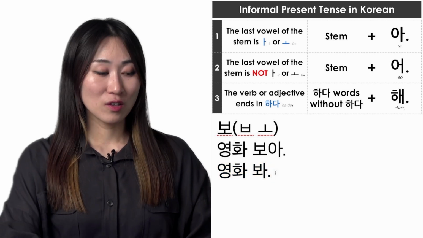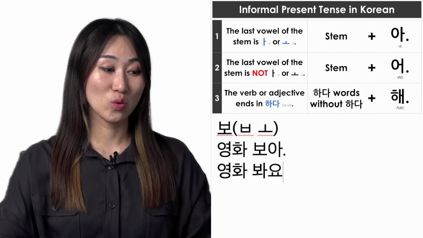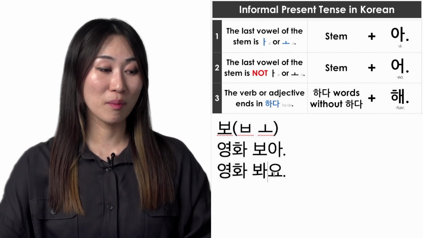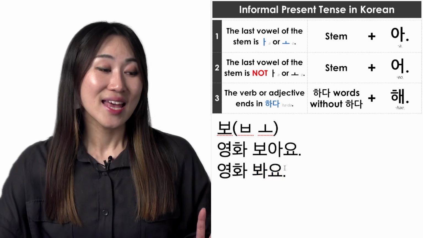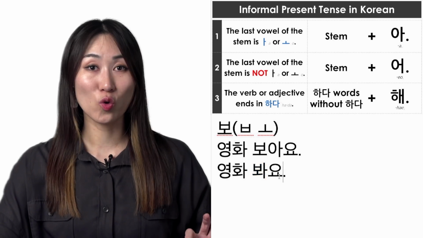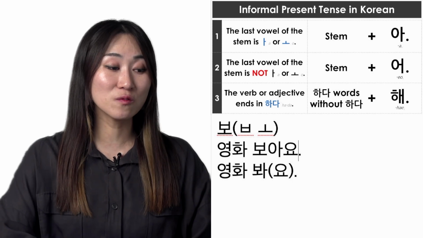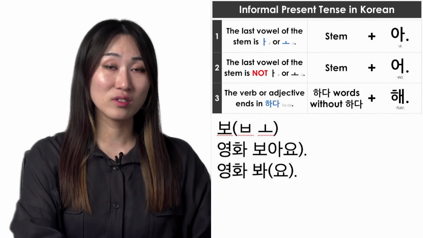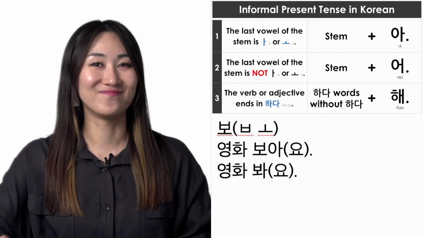So if you want to say it politely, as we just learned, you can put 요 at the end. 영화 봐요, or 영화 보아요. Which one is more common? Definitely the shortened form is more common. Either 영화 봐 or 영화 봐요. Always the shortened form is more common. It's simply because it's easier to pronounce and it's short.